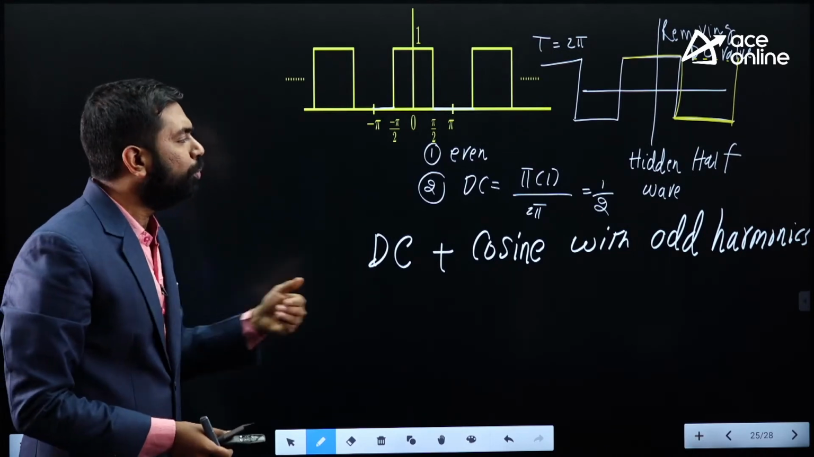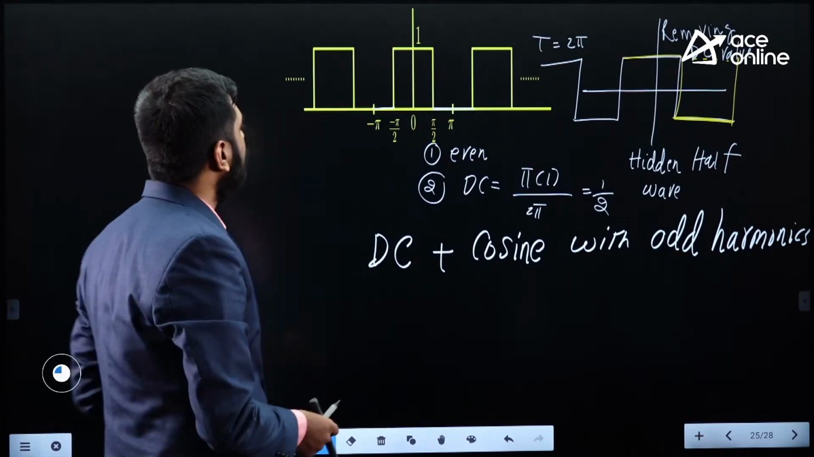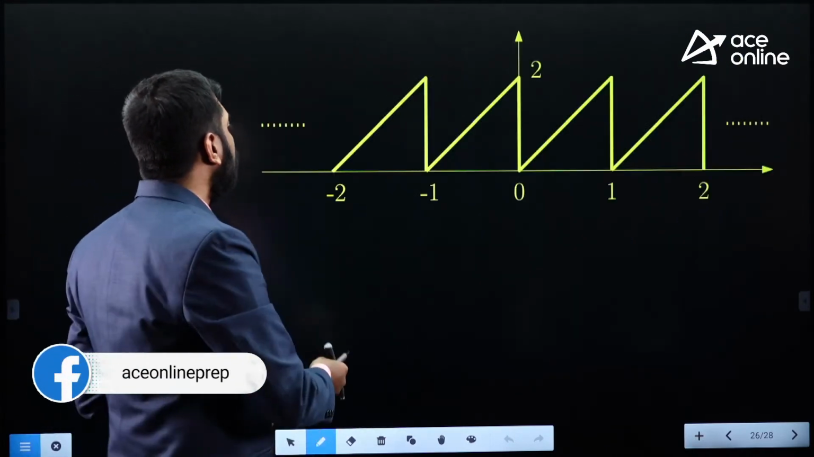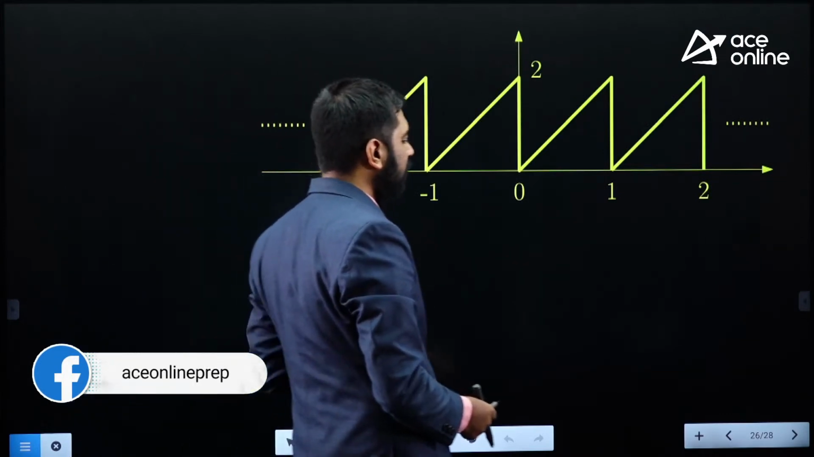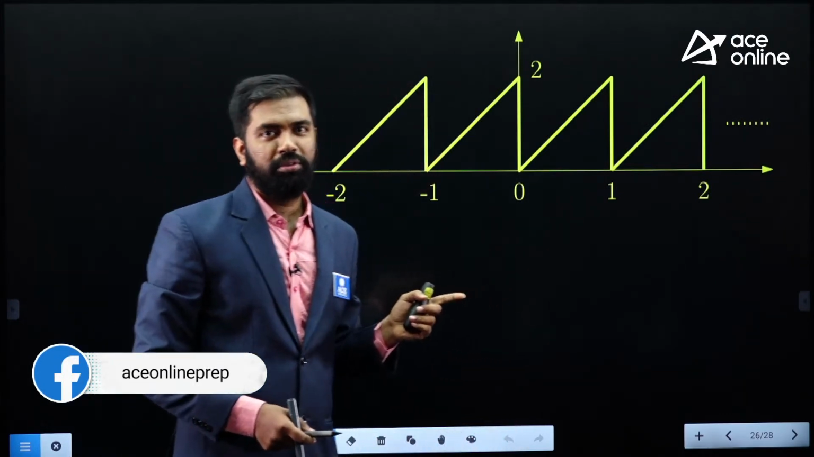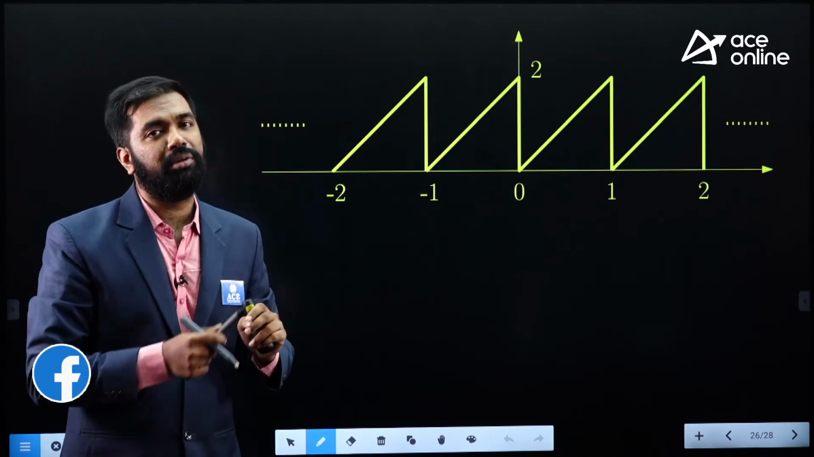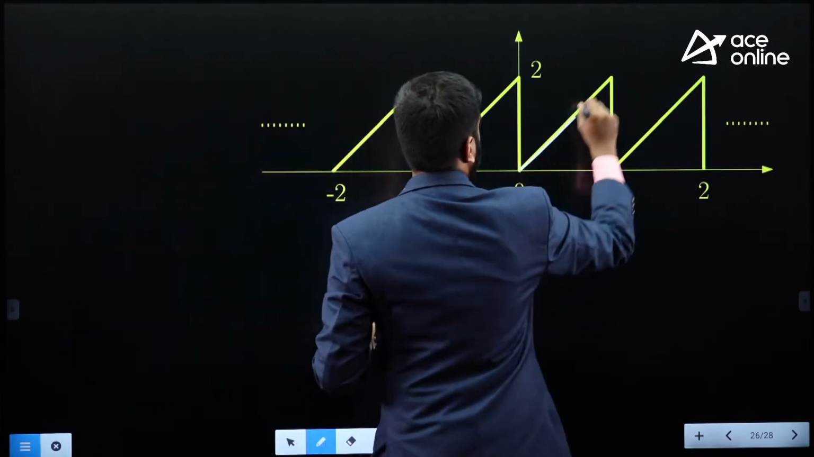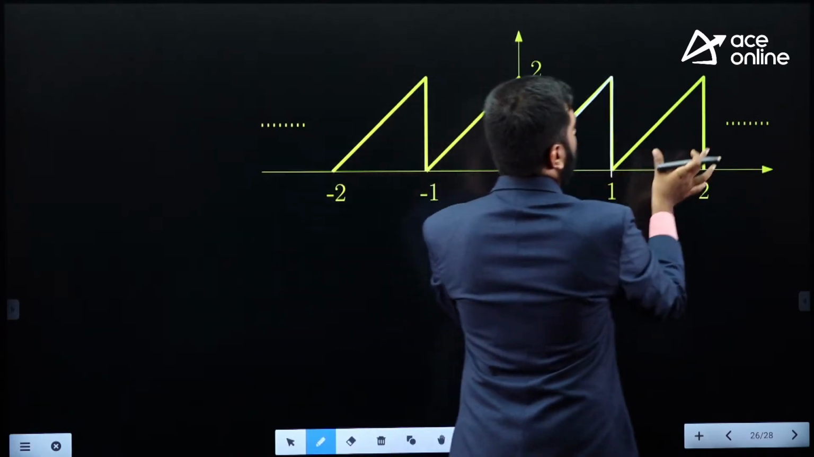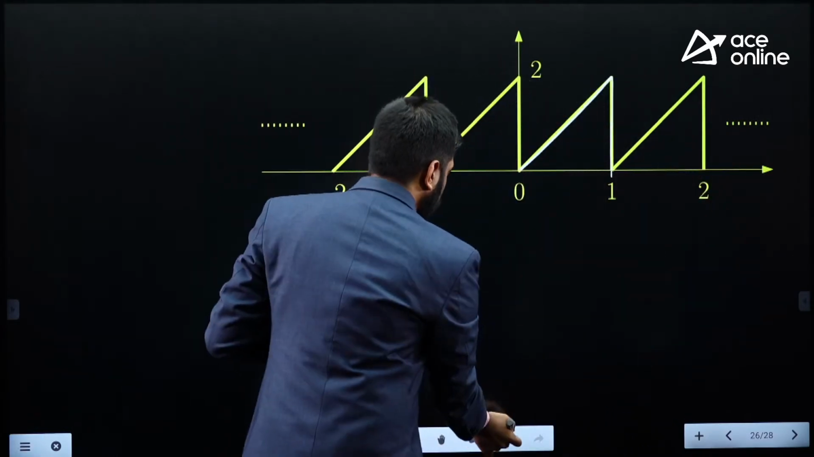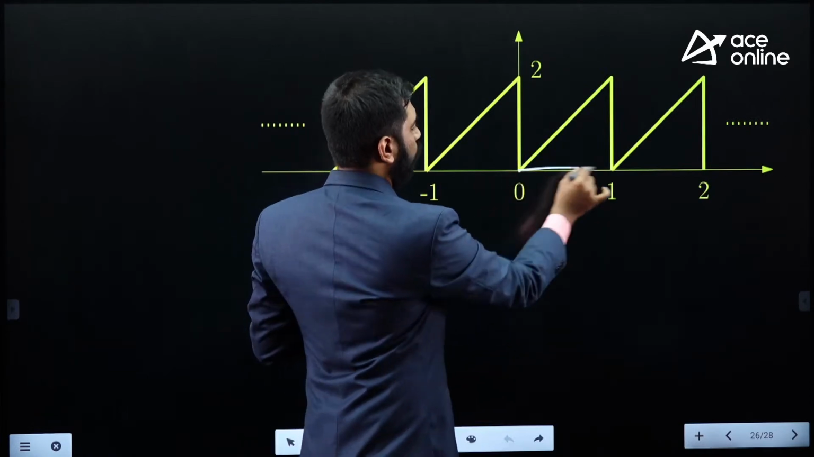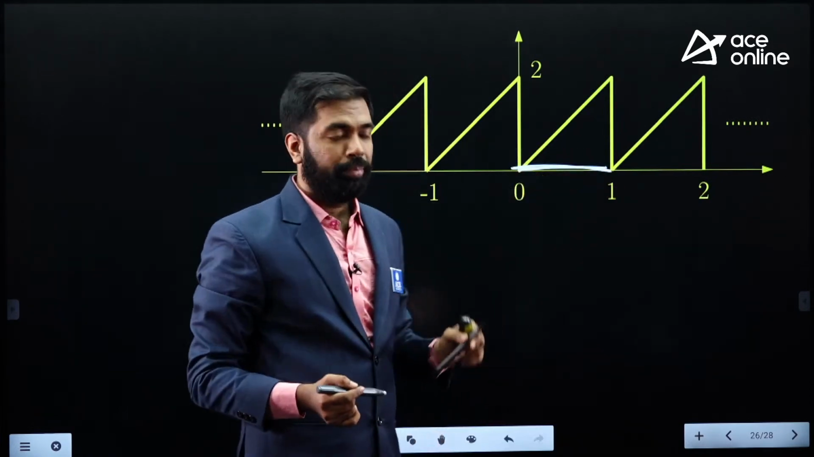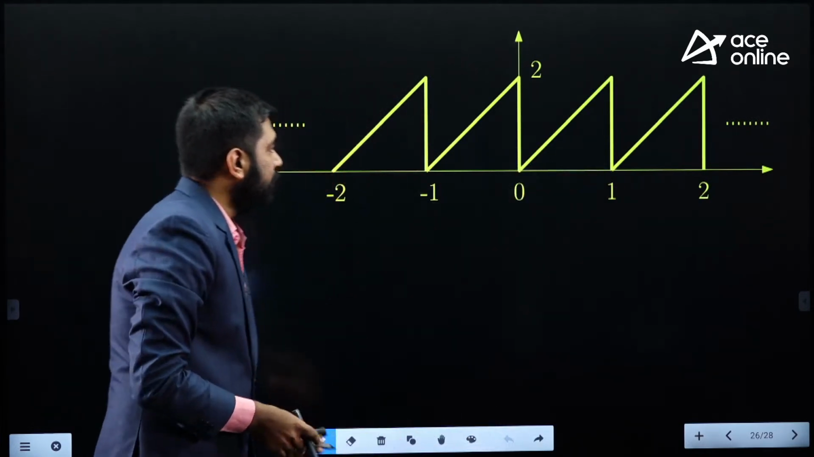So let me show you a few more examples. Have a look at this. What kind of symmetry is there? The first thing that I'll do is find the DC value to check whether there is any hidden symmetry or not. This is the pattern that is repeating over time. It's a periodic signal with the fundamental period being 1 unit. So let's find the DC value first.